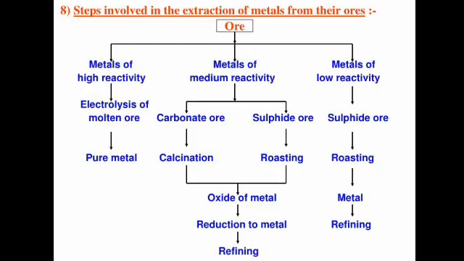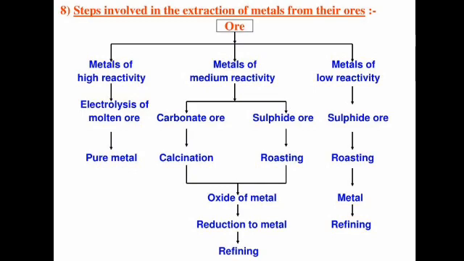So here is a flow chart that shows the extraction of metals from their ores. The ore is taken and it may contain metals of high reactivity, metals of medium reactivity and metals that have low reactivity. The metals of high reactivity are extracted by electrolysis of their molten ore, and after electrolysis the pure metal is extracted.